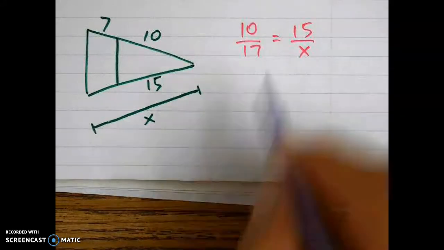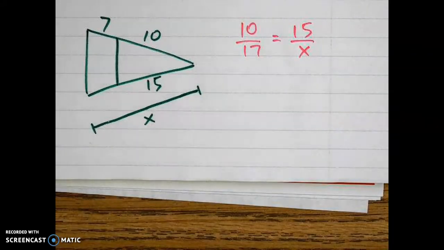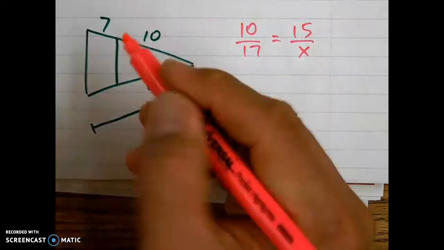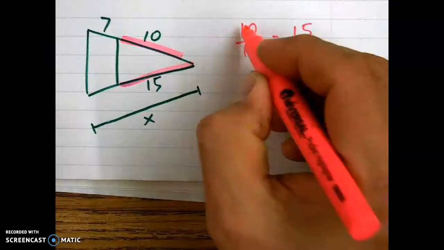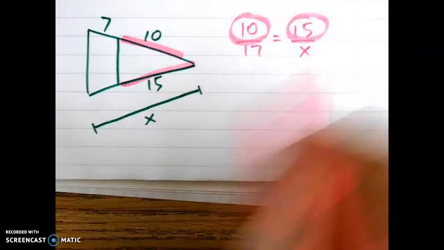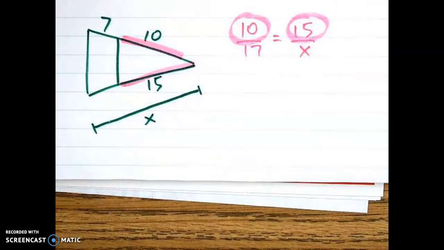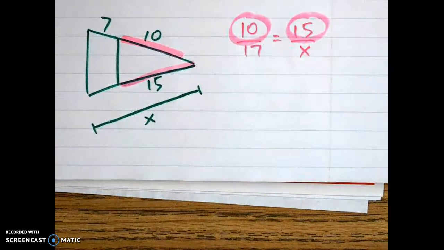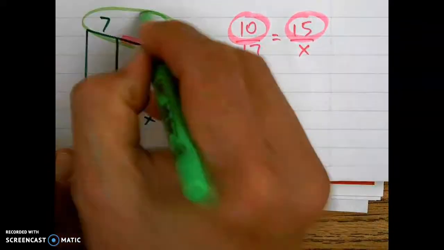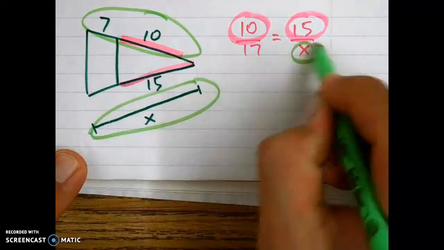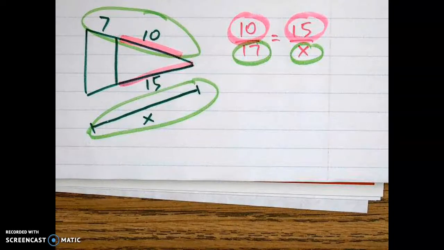Now, where do we get this 17 from? So let me show you guys. You see this 10? This 10 and this 15. Here's your 10 and here's your 15. Then you have the whole thing and the whole thing. That's where these came from. 10 plus 7 equals 17. That's where the 17 came from. Because you're trying to do the whole thing.